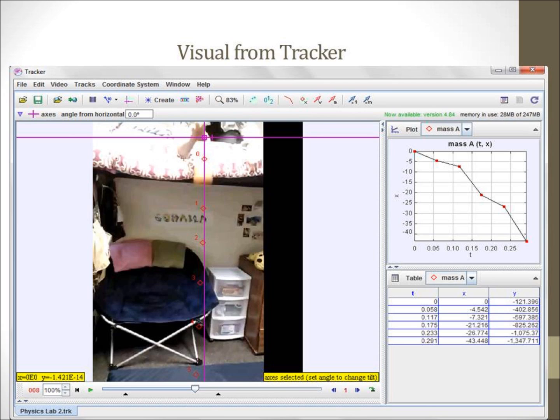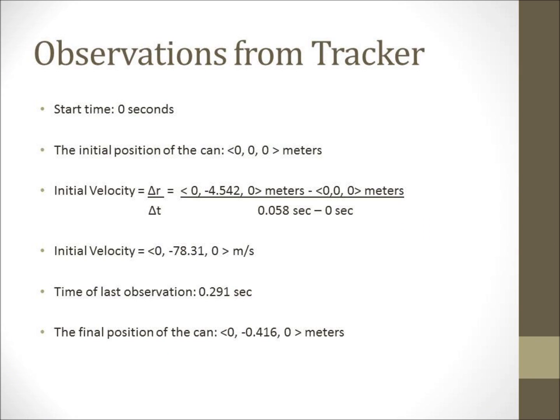Tracker was used to follow the position of the orange against the time it fell, recorded in seconds. The orange started from my hand on the top of the bed and fell in the negative y direction to the bottom of the floor. The start time was at 0 seconds and the initial position of the orange was at 0 meters.